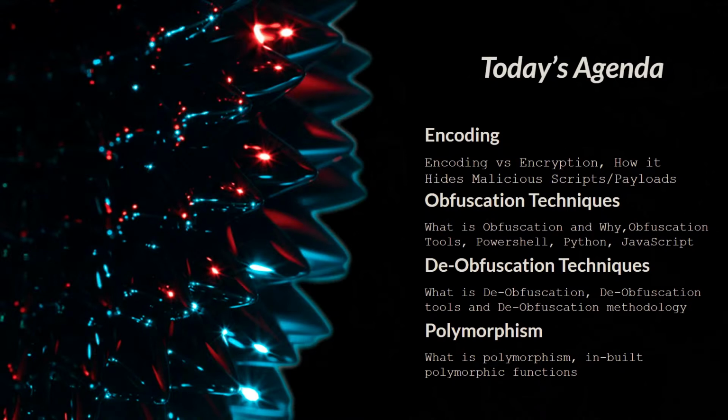Following that, we'll go through de-obfuscation. And what is de-obfuscation? De-obfuscation tools and de-obfuscation methodology. And then finally, we'll be discussing polymorphism. What is it? And some built-in polymorphic functions. So we'll start off with the encoding there.